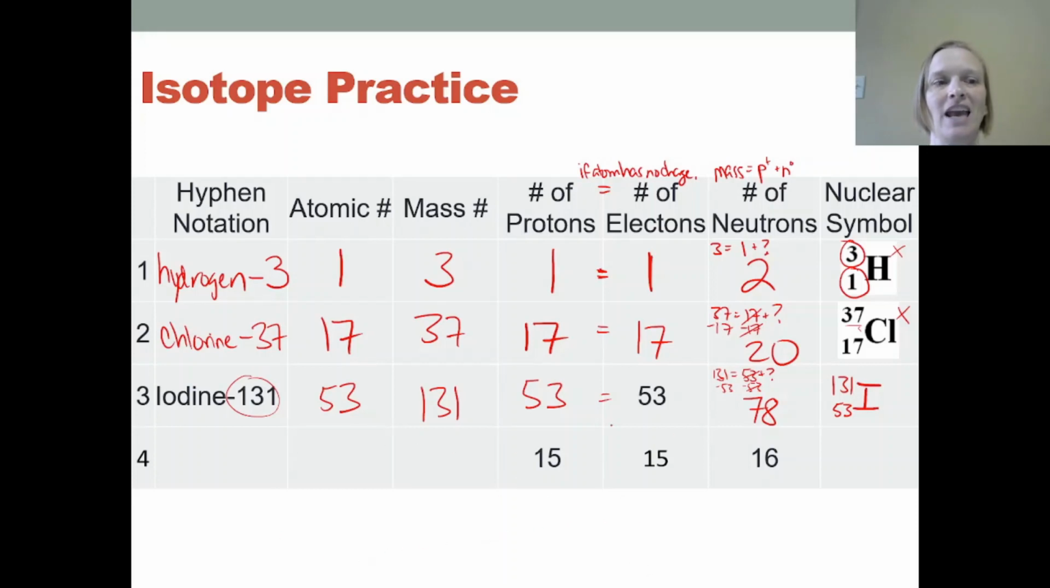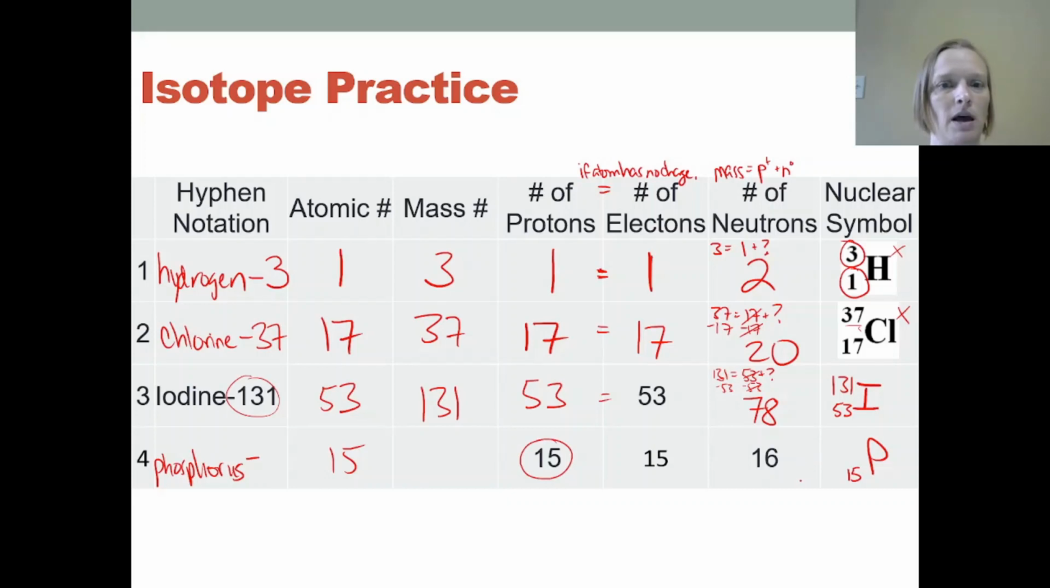Here we're not given any information about the hyphen notation or the nuclear symbol, but I am told the number of protons. And so that number of protons is the atomic number, and if I look up 15 on my periodic table, this is phosphorus. I don't know the mass yet, but I know that the nuclear symbol is P. I'm going to go ahead and write a 15 here because I know there are 15 protons in phosphorus.